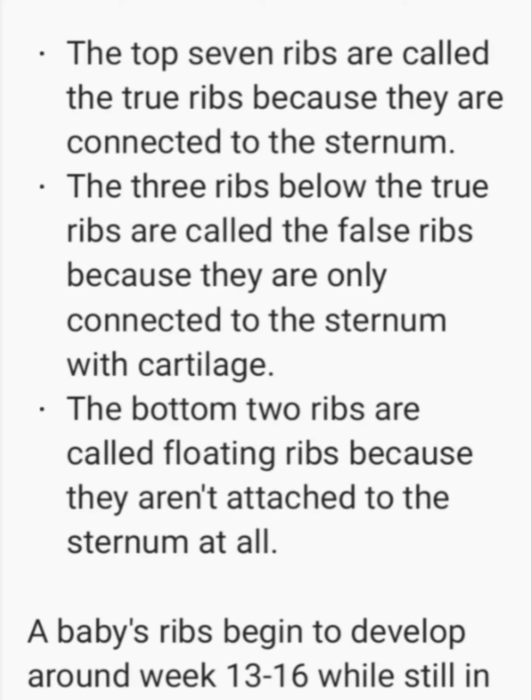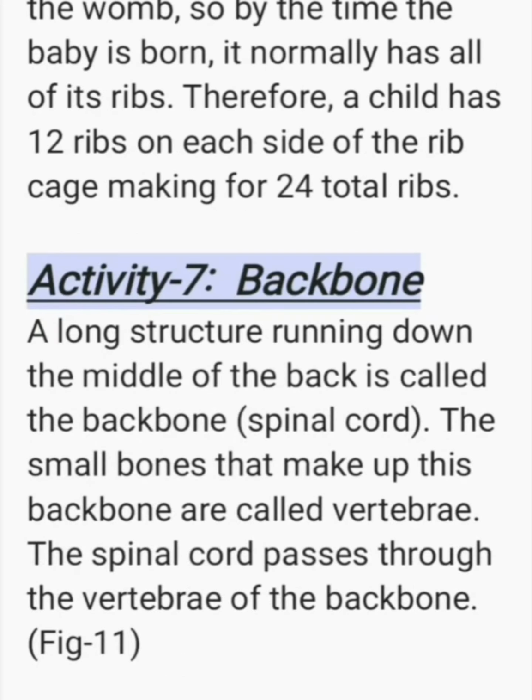A baby's ribs begin to develop around week 13 to 16 while still in the womb, so by the time the baby is born, it normally has all of its ribs. Therefore, a child has 12 ribs on each side of the rib cage making for 24 total ribs.